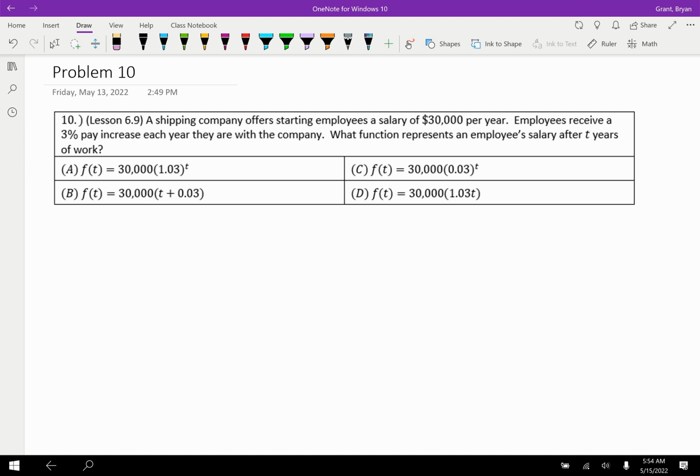Welcome back to problem 10. Today we're focusing on another problem from lesson 6.9. We did a bunch of word problems here. So let's look into it.